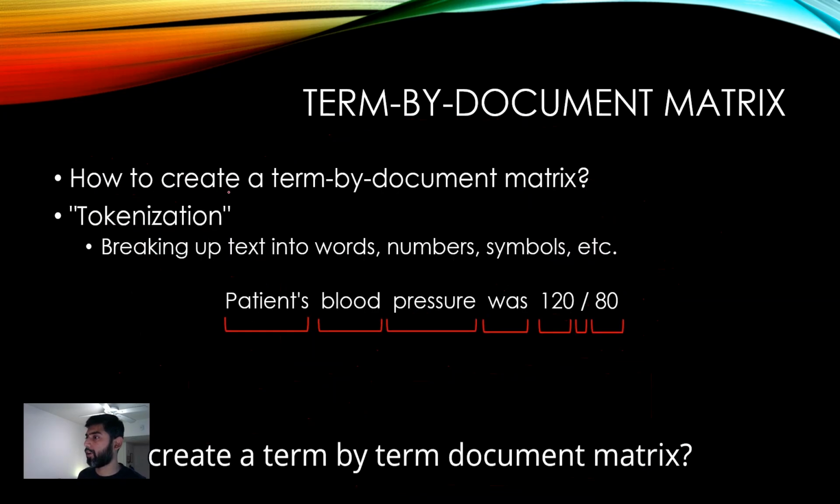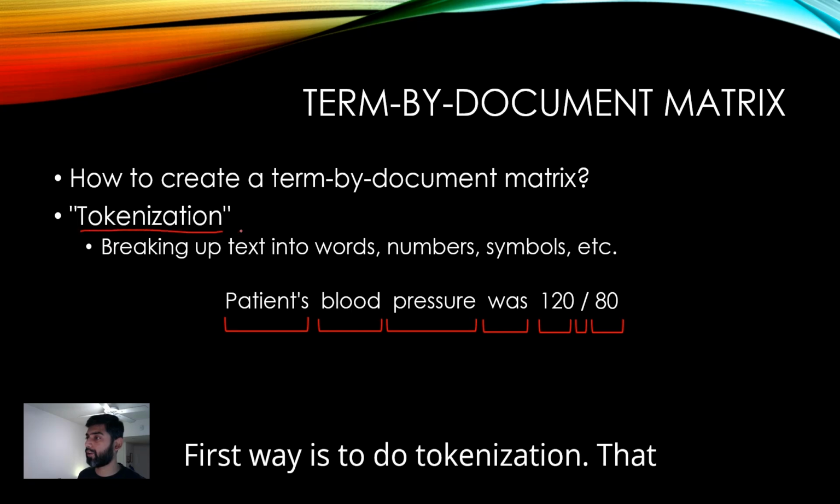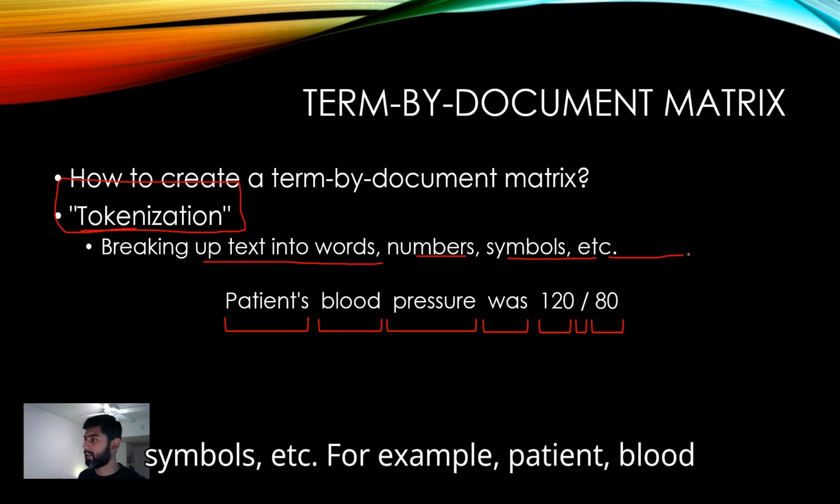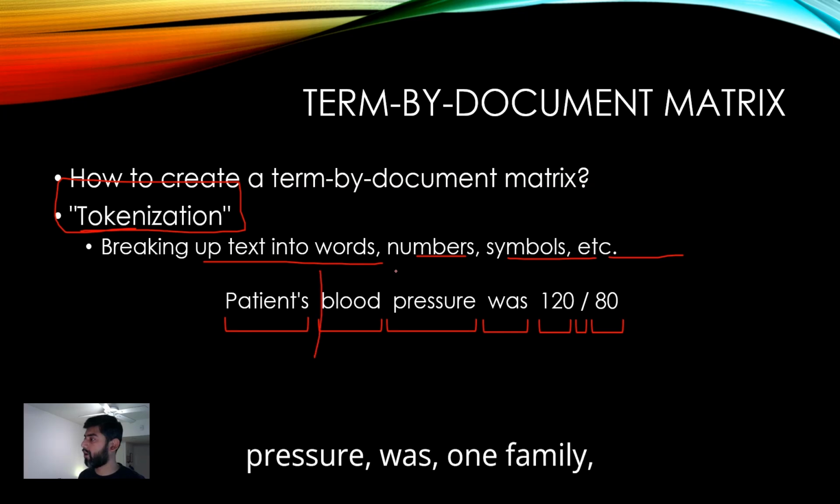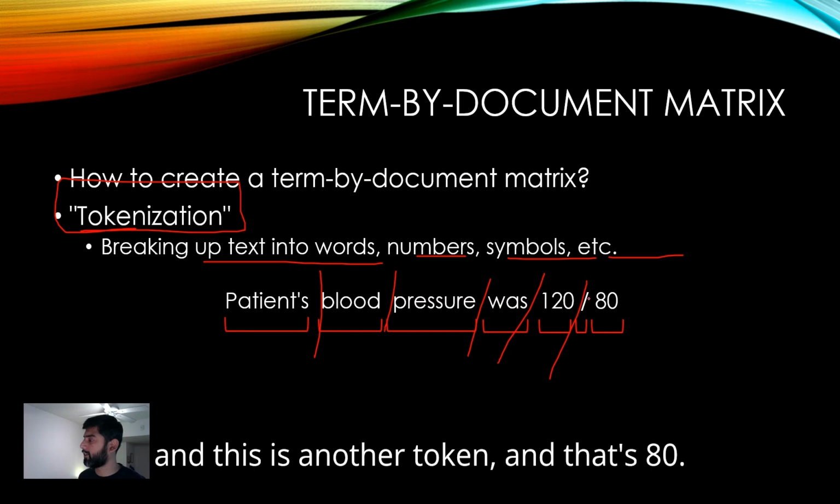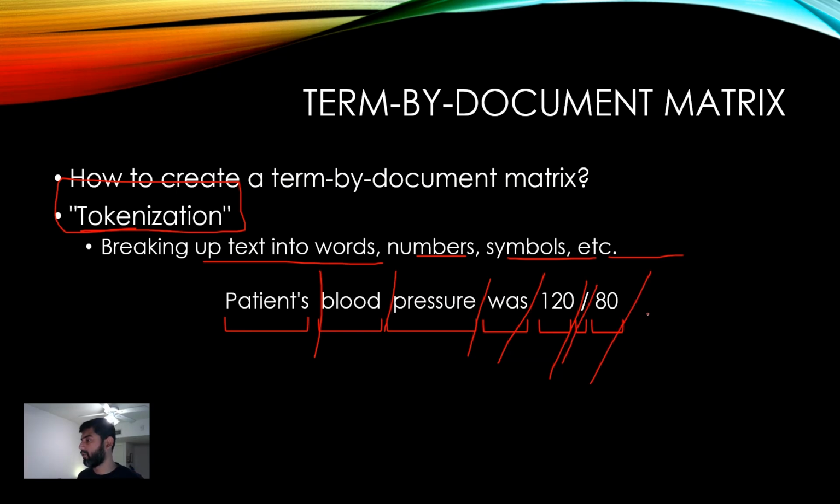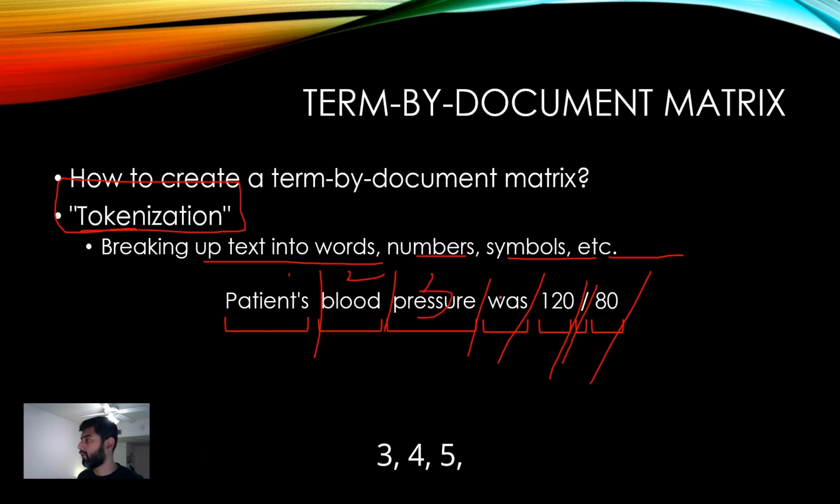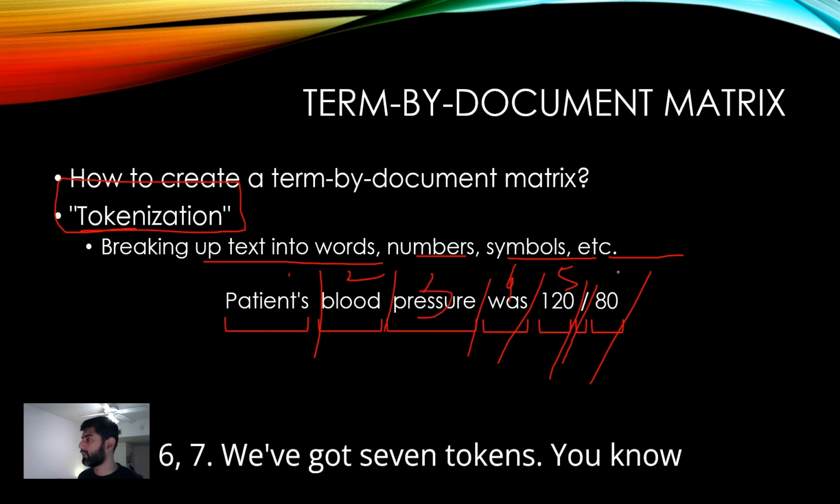How to create a term-by-term document matrix? First way is to do tokenization. That means breaking up into words, numbers, or symbols, etc. For example, patient blood pressure was 120, and this is another token, and that's 80. So how many tokens do we got? 1, 2, 3, 4, 5, 6, 7.